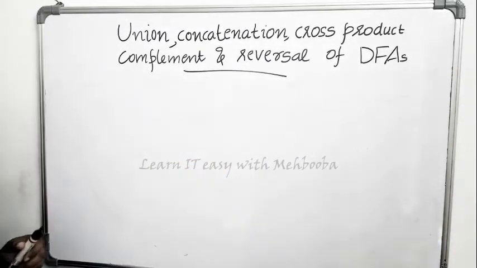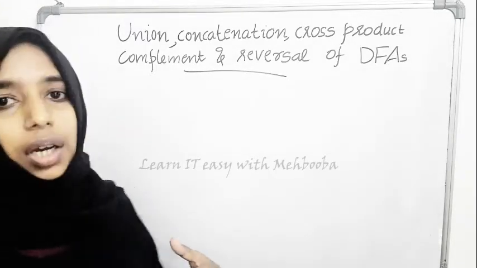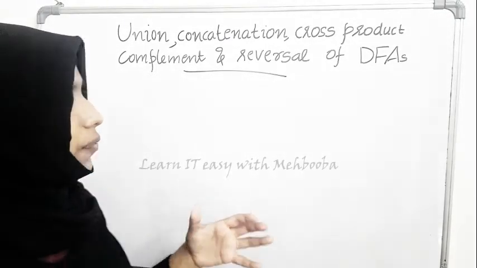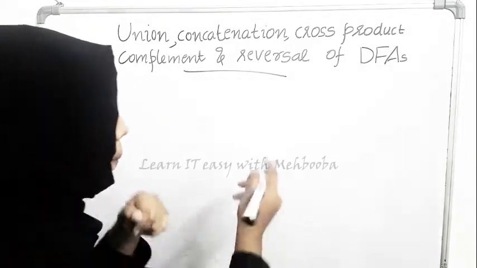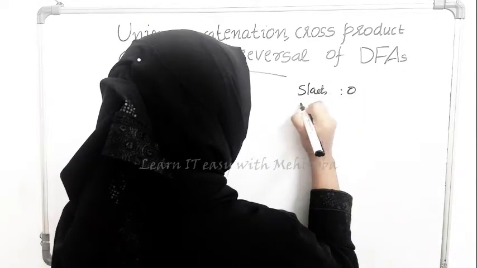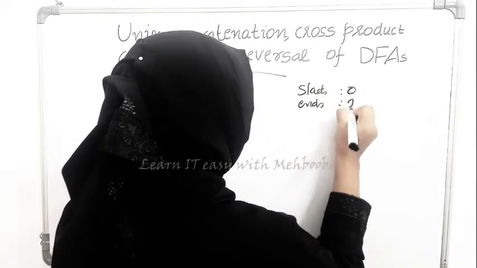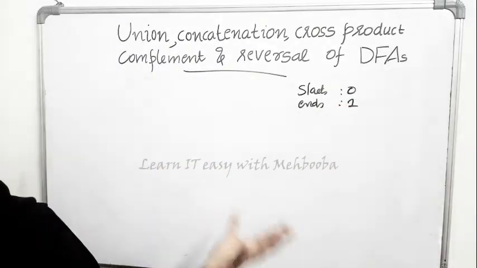So for concatenation of DFAs, for the sake of an example, I'll take the question of designing a DFA that accepts all the strings that are starting with a 0 and ending with a 1. This DFA will accept all the strings that are starting with a 0 and ending with a 1.